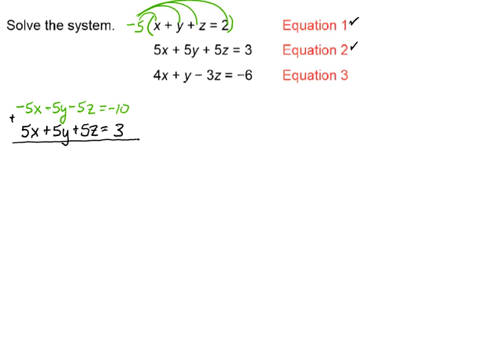and I'm going to add them together. Doing so, my x's are going to cancel out, which is what we were trying to do. And my y's are canceling out, and my z's are canceling out, and that's giving me a 0 over here. So I have 0 equals, and then -10 and 3 makes a -7. And when I look at this, there's a bit of an issue because 0 does not equal -7. This doesn't work. This is not true. And so at this point right here, we can just stop and put down no solution.